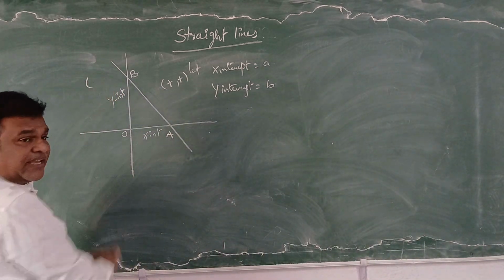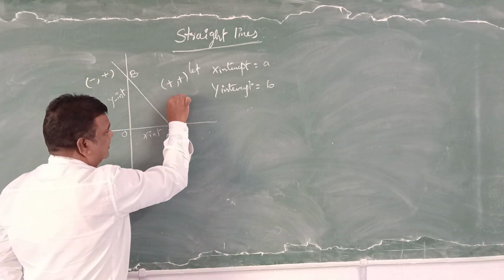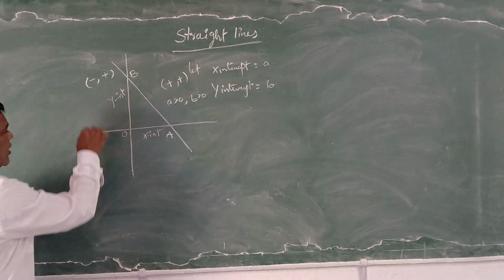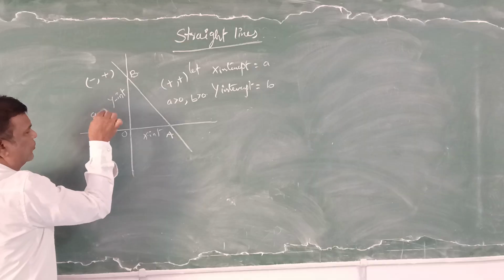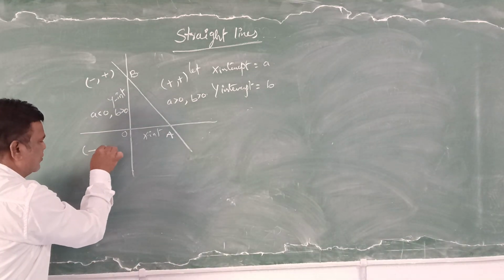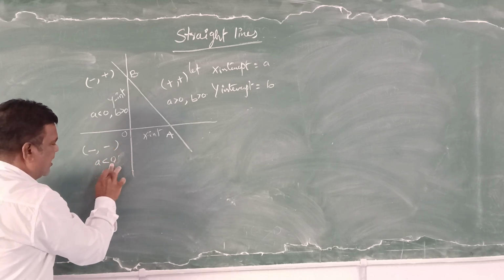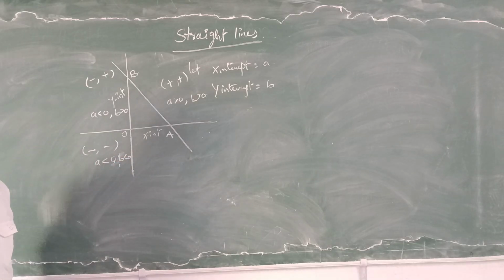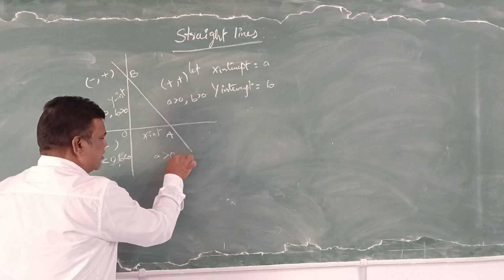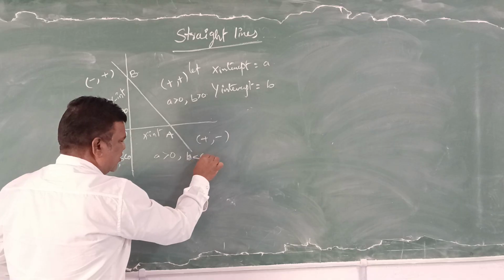In the first quadrant, the x-intercept is positive, the y-intercept is also positive. In the second quadrant, x is negative, y is positive, so the x-intercept is negative, the y-intercept is positive. In the third quadrant, x is negative, y is also negative. Both the intercepts are less than 0: A is less than 0, B is less than 0. In the fourth quadrant, x is positive, y is negative, B less than 0.